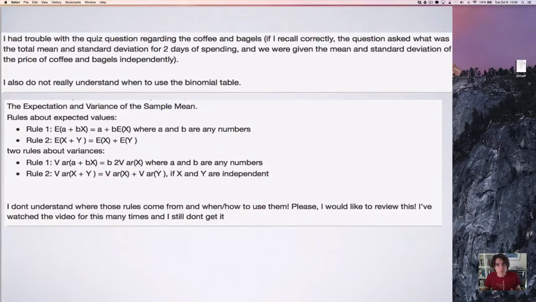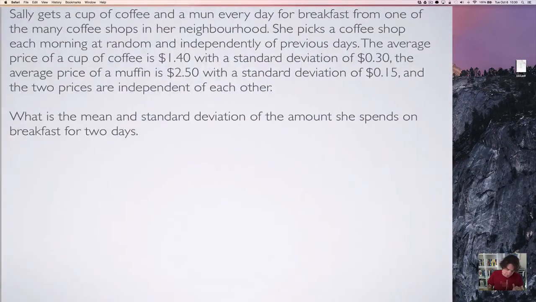This post for the muddiest point has to do with a question from the quiz involving the application of the rules for expected values and variances, and it has to do with the price of coffee and a muffin. So let's go through that.